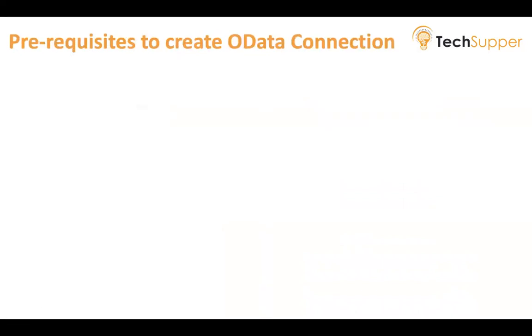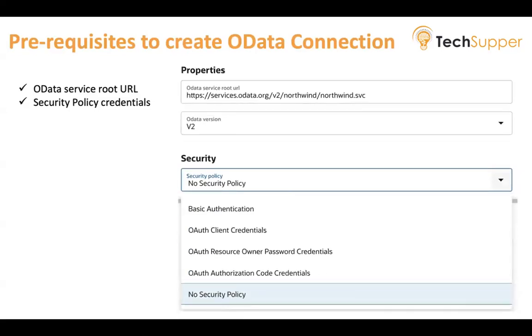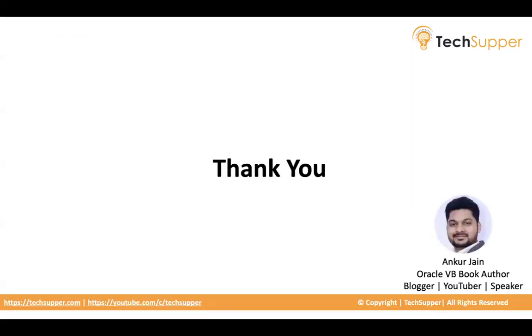All right, so what are the prerequisites to create the OData connection? One, you need the OData service root URL. Of course, you need the security policy credentials to invoke that. So this is the connection page of OData. You need to put the root service URL. You need to choose the OData version. And as of now, the OData adapter only supports the V2 version, not V3 and V4. These are the security policies which can be selected while creating the connection.